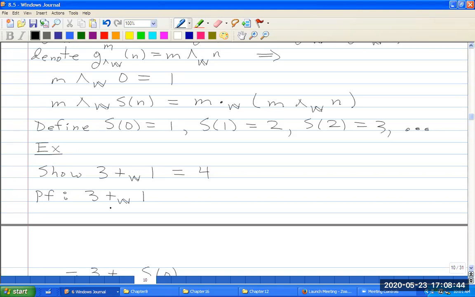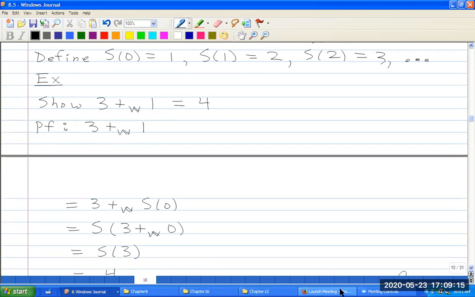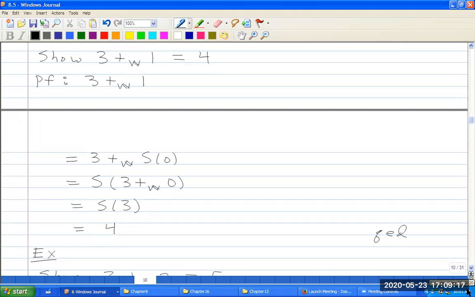Okay, so let's look at 3 plus 1. Well, 1 is the successor of 0. So by the above property, we have that 3 plus the successor of 0 is the successor of 3 plus 0. But we were given that m plus 0 was always equal to m. So 3 plus 0 is just 3. And I'm given that the successor of 3 is 4. Okay.